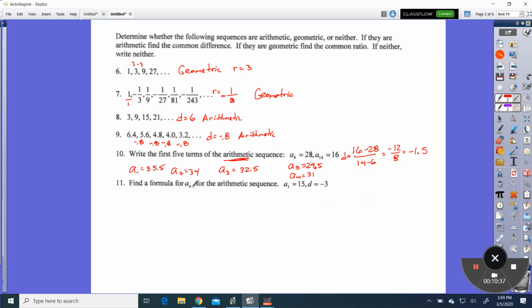Now number 11, it says arithmetic sequence, find the formula. So I know AN equals DN plus C. C equals A1 minus D. So it tells me my first term is 15. Minus a minus 3 makes that a plus. So it says C is 18. So what I have then, the difference is negative 3, and plus 18 is my formula. Okay, and if I plugged in 1, I would get 15. So that formula works. I can check it.